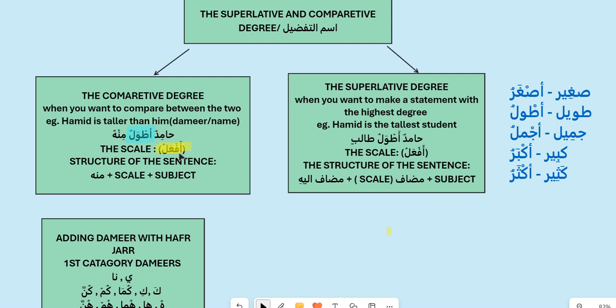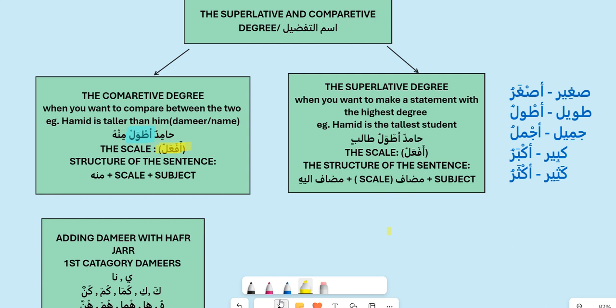For example, I have given a lot of examples here. For example, صغير means small. If you want to make a comparative or superlative degree, the scale you're following is أفعل. So what will you make from صغير? أصغر. So can you see there is a fatha over the hamza? I should have given a fatha over it.